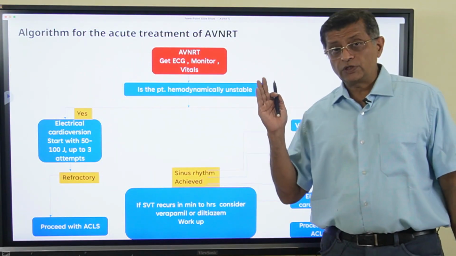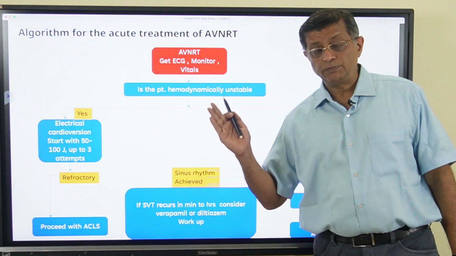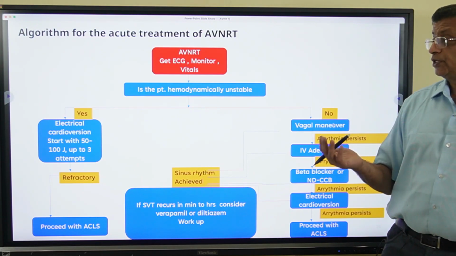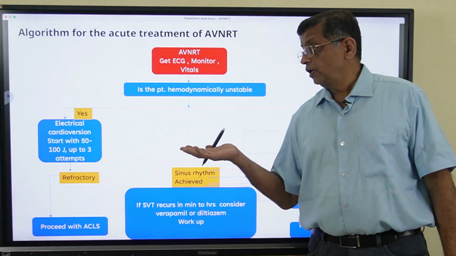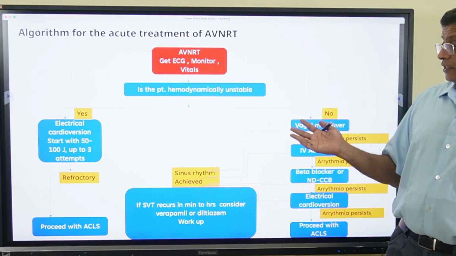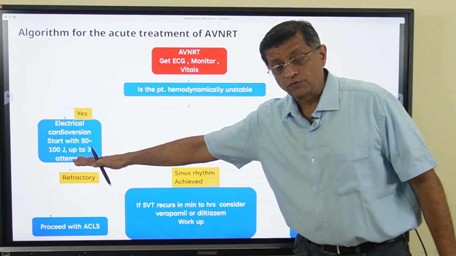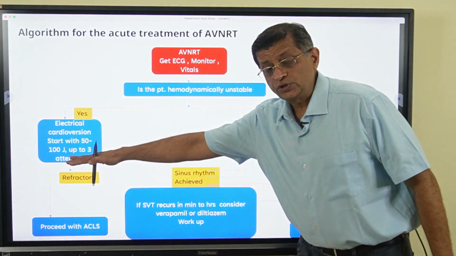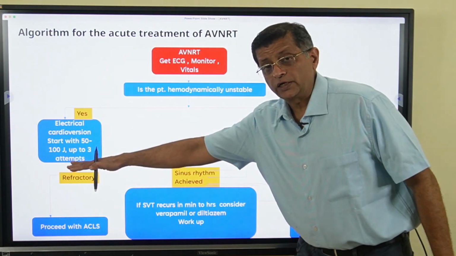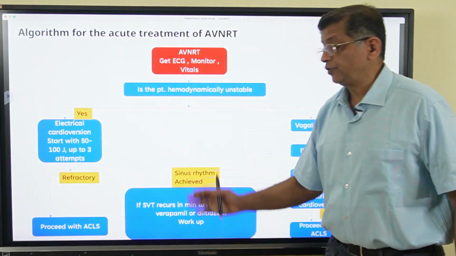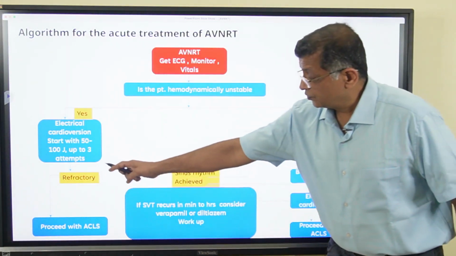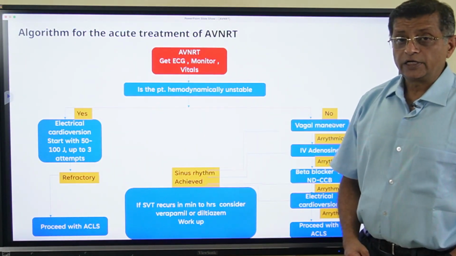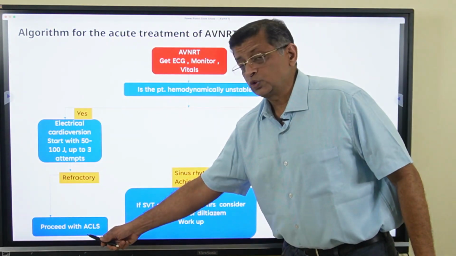How do we see whether the patient is hemodynamically unstable? Patient has BP 90 or less, patient has sweating, or fainting, or impaired mental state. In that case, the treatment of choice is electrical cardioversion. You can start with 50 joules and take 2-3 attempts, then switch to 100 joules. If the AVNRT is still refractory, then you can consult an expert cardiologist, and you can also consult the ACLS guidelines.